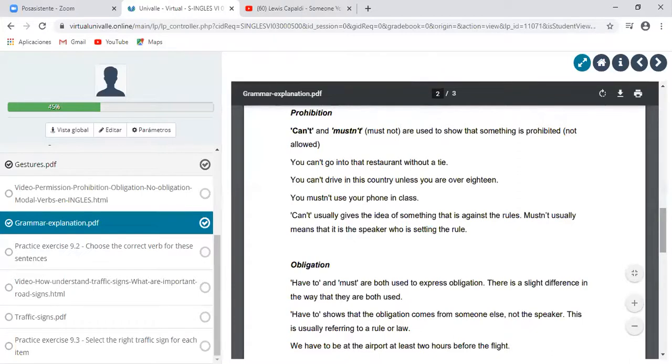Can't usually gets the idea of something that is against the rules when we want to break the rules, okay? Mustn't usually means that it is the speaker who is setting their rule. Okay, for example, you must get joined to the Zoom meetings, okay?